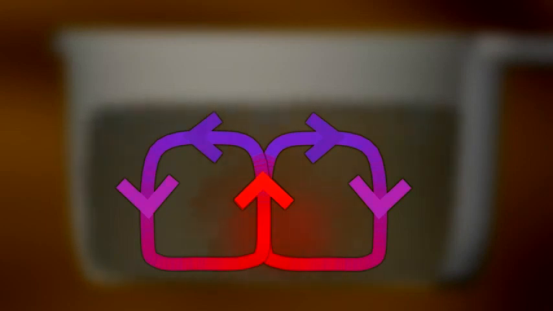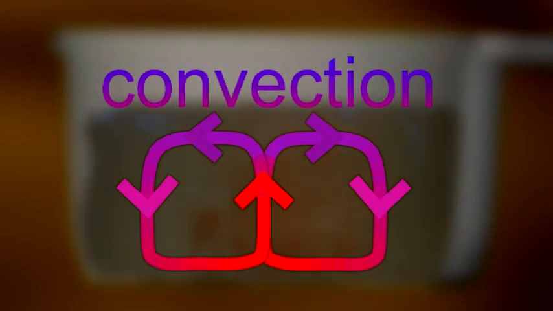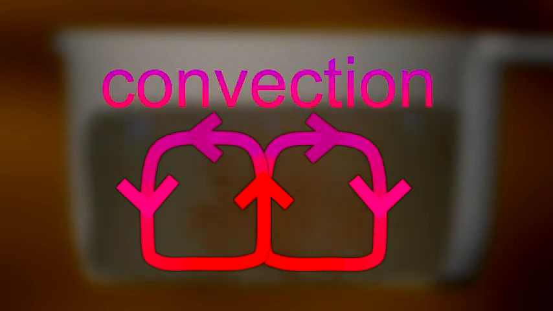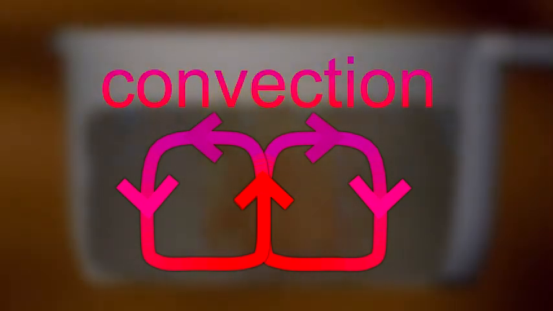Spreading heat through moving currents like this is called convection. Liquids and gases, such as air, often have convection because their particles move freely.